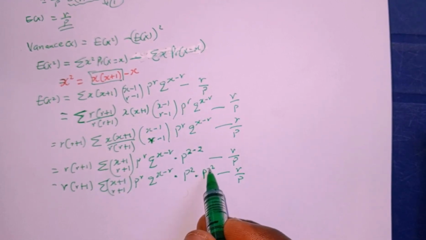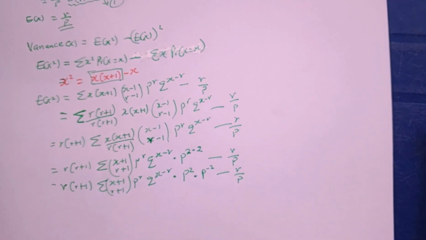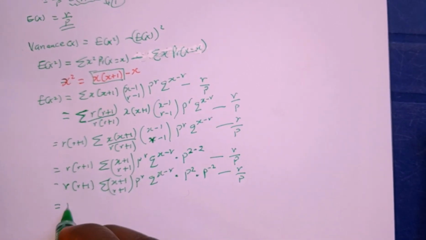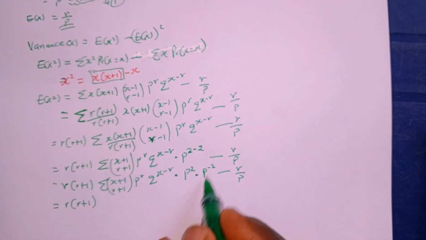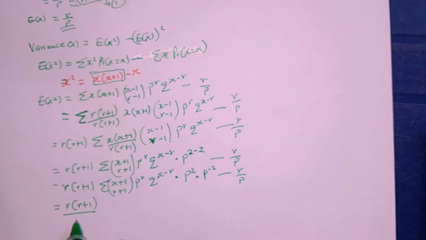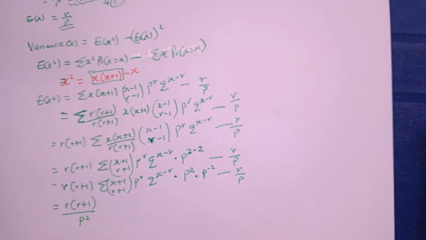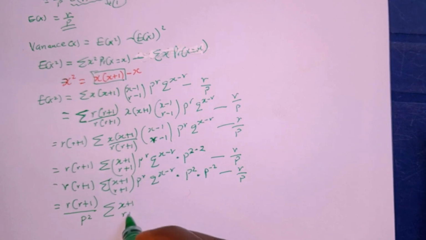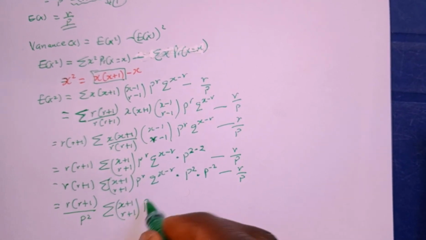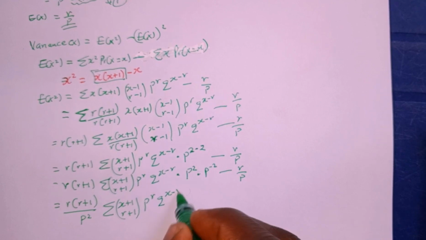P raised to the power of minus 2 is the same as 1 all over p squared. So we're going to have r into r plus 1. When this 1 over p squared comes out, it is going to be p raised to the power of 2, because 1 multiplied by this is the same as r into r plus 1. Then summation of x plus 1, r plus 1, then p raised to the power of r, q raised to the power of x minus r.